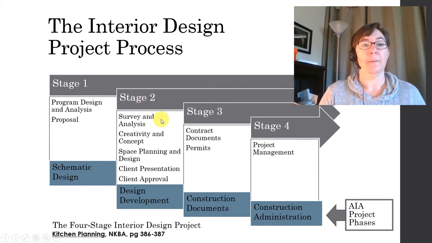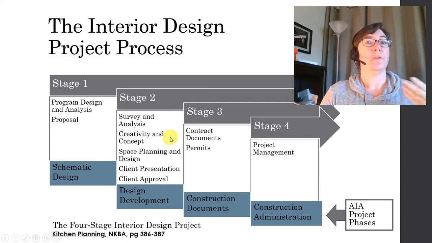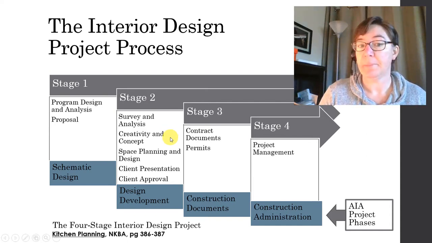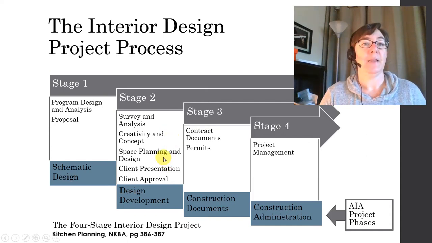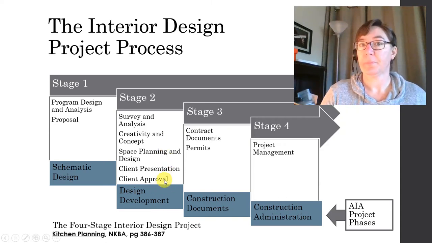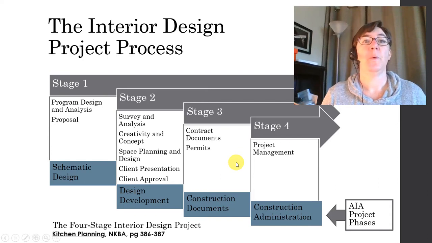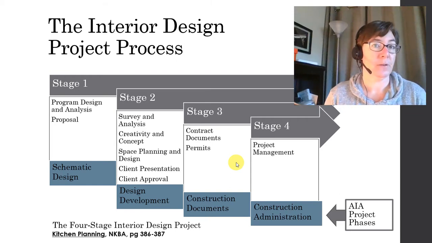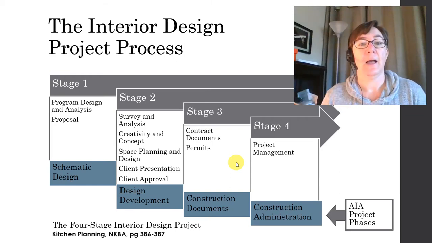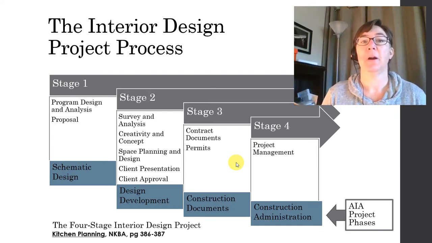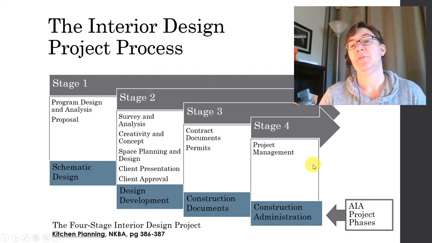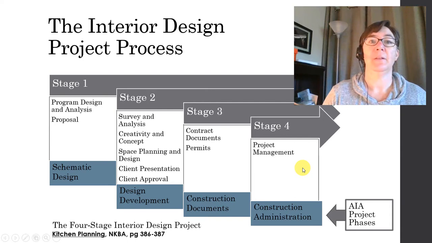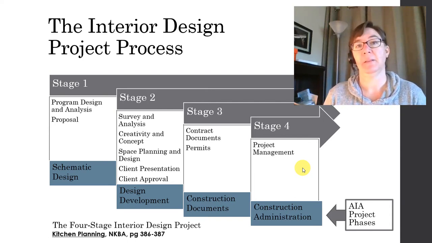Stage 2 does a survey. You start your creativity and your concept, including space planning and design, and it ends with a client approval. In stage 3, we produce the contract documents. These are the construction drawings, usually, and specifications. That stage ends when we get the permits. And finally, stage 4 is project management. This is while the project is being built.